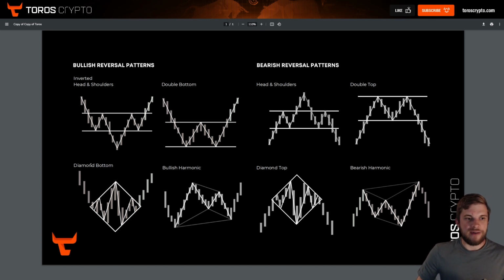Then what do we have next? We have this diamond bottom formation or diamond top formation. And very simply, as the name suggests, once again, you're looking for a move down, in this instance on the diamond bottom formation, to form this diamond pattern.